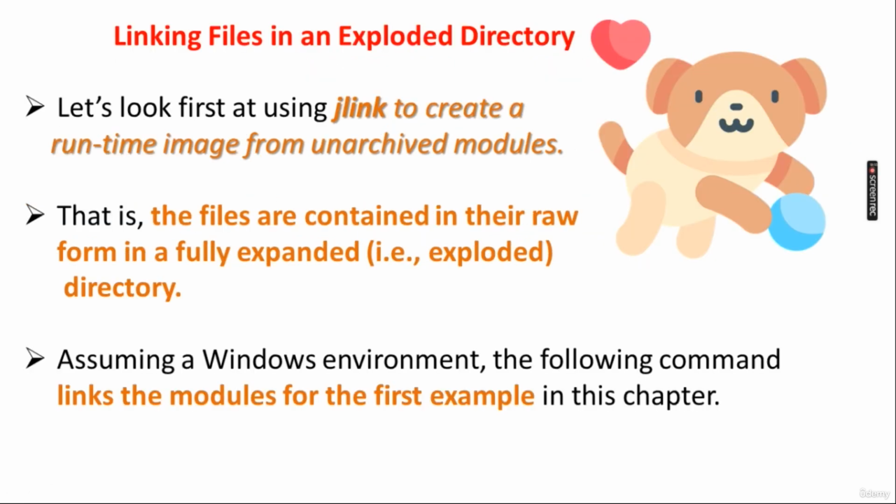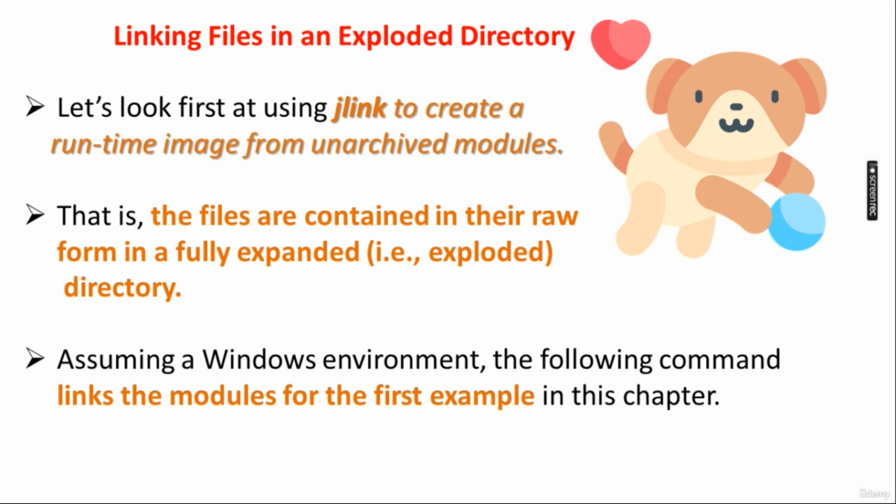Linking files in an exploded directory. Let's look first at using JLink to create a runtime image from unarchived modules. How to create a runtime image with JLink: the files are contained in their raw format in a fully expanded, that is exploded, directory.